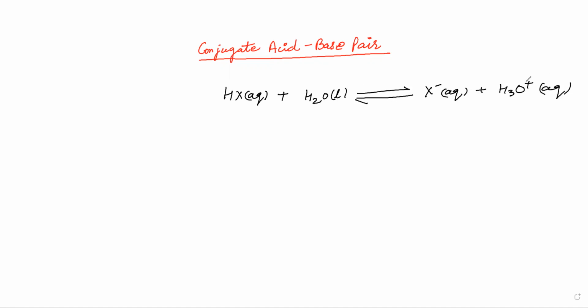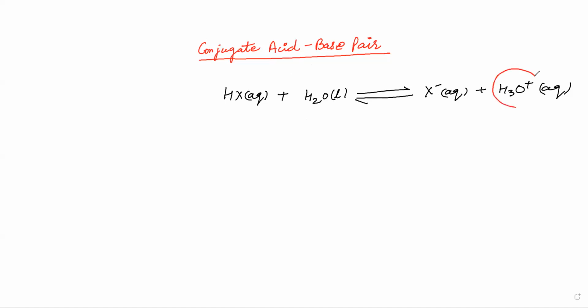So here, if you see in the forward reaction, what is happening? HX is basically donating a proton to water and it is changing into X negative, and water is changing into hydronium ion. So HX is donating a proton, so HX is acting as an acid. And now let us see the reverse reaction.